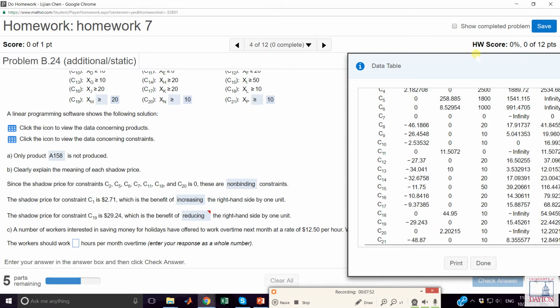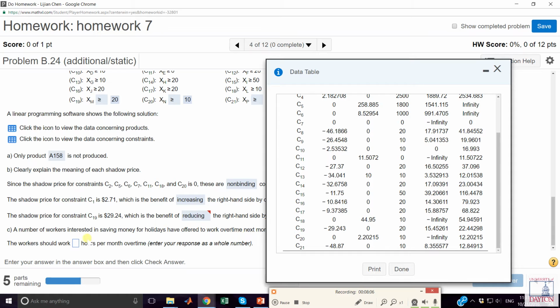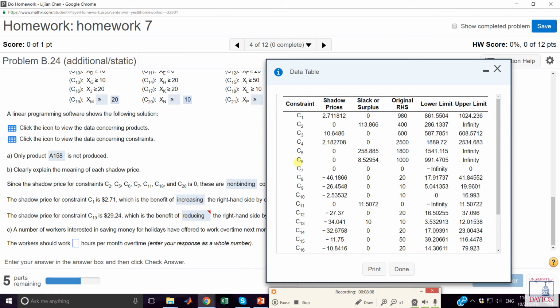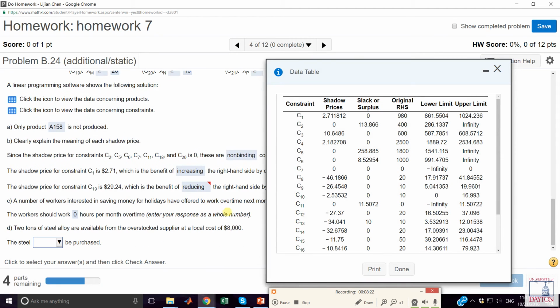So the labor, the people say, hey, I'm going to give you an offer that says I'm going to ask you to pay $50 per hour in holiday savings. So what do you say? If you look at the labor, I think labor is C6, right? C6, look at the shadow price is 0. So what does that mean? That means we have plenty of labor to get the job done. So then the people ask you, how many hours? I say 0 because, yeah, sure, I got plenty. Thank you very much, but I don't need it.